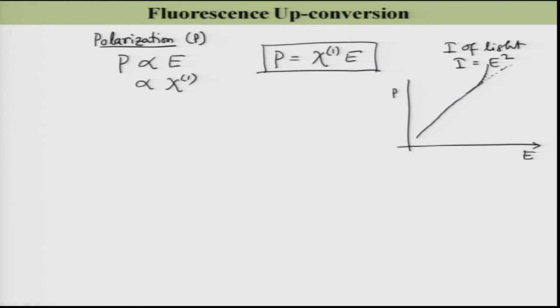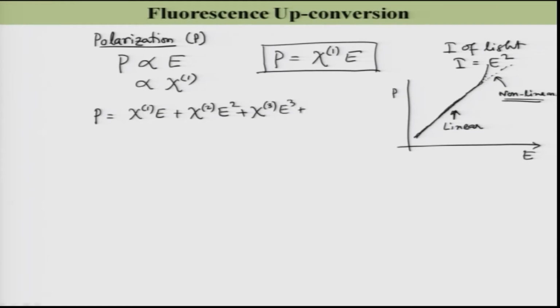This line deviates from the linearity, and some non-linear effect comes into the picture. In this case, this is linear, over here it is non-linear. So, this non-linearity of the polarization was explained by this equation, P is equal to chi 1 E plus chi 2 E square plus chi 3 E cube, and so on, right.